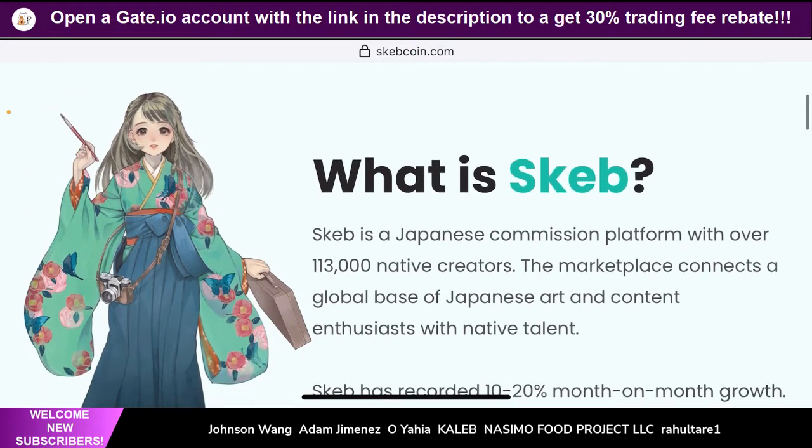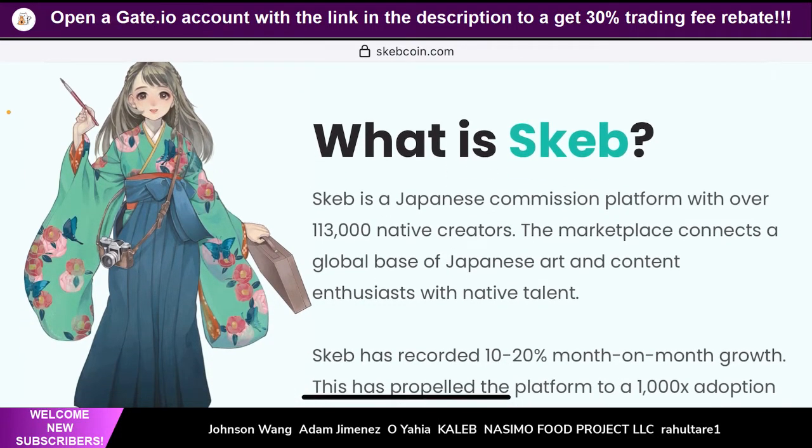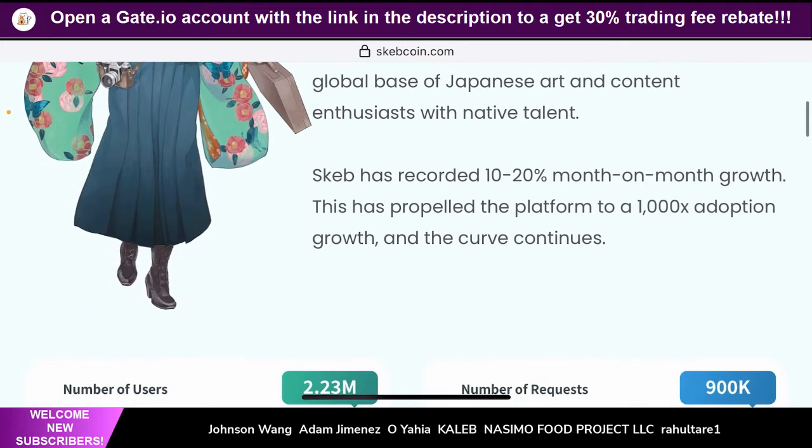So if you scroll further below, they're talking more about what SKEB is. This pretty much covers the first section of what we discussed, but here they also have additional information about the SKEB platform itself. They have recorded 10 to 20% month-on-month growth, which is very important to note because clearly this platform is being used by 2 million users and they are growing on a month-by-month basis, right? Which is pretty impressive. This has propelled the platform to a 1000x adoption growth, and the curve continues.